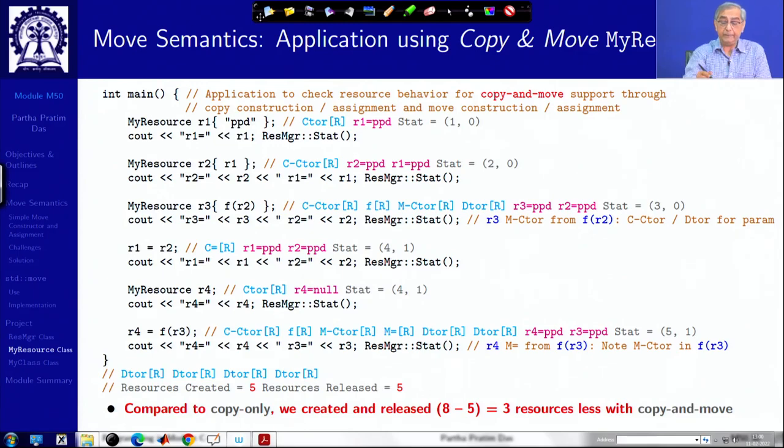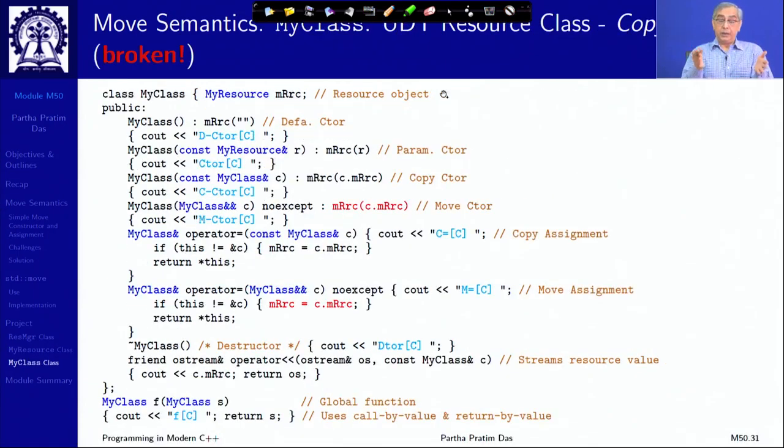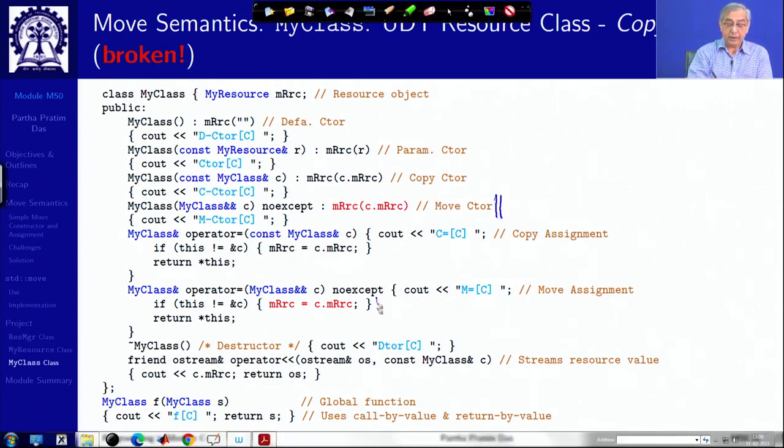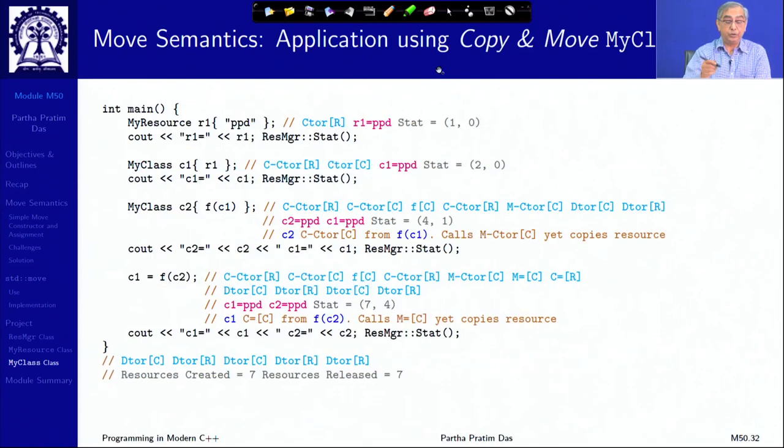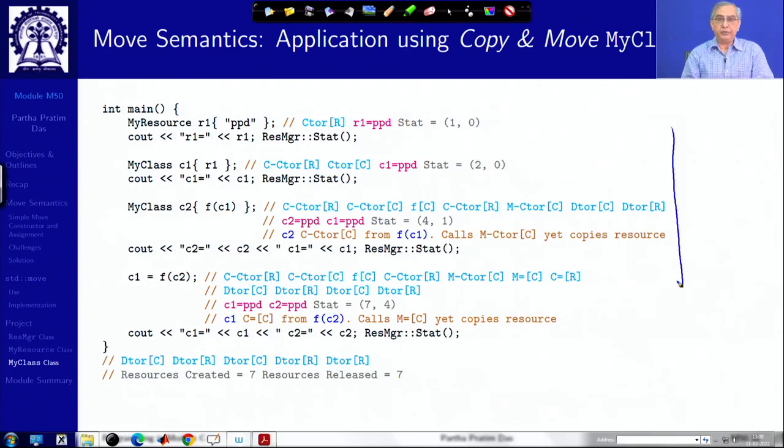The application is identical. Then I move on to the my class, and first provide the first solution that we had seen earlier, which you know is broken, because even though it is a move constructor or a move assignment operator, it will actually call the copy versions of the my resource class. So, with that, this kind of turns out to be copy only, though it was meant to do move and copy both. And then there is an application which in a similar way tries to do different things of copy and move. 7 resources dealt with.